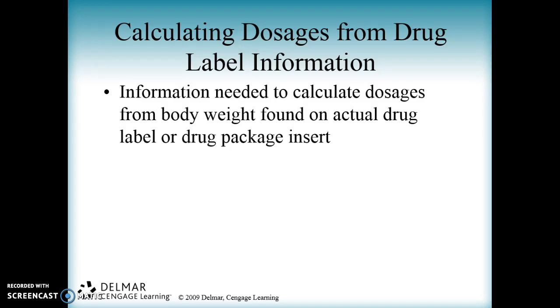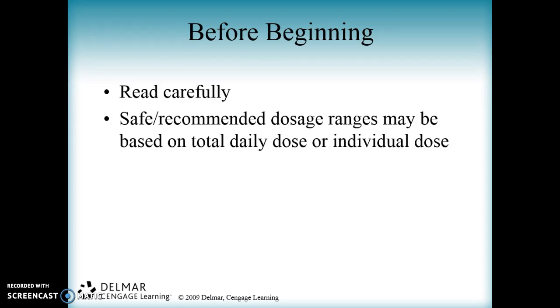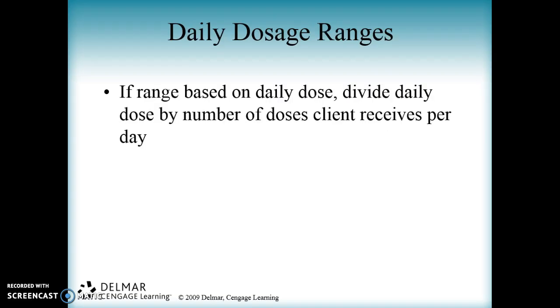So the first thing we want to make sure we do when we get ready to calculate a dose is to read very carefully. And then we're going to look at what the safe dosage ranges are for that particular drug. And that's typically on either the label or the package insert as well. And once we know that, we need to make sure we pay attention to, is it a daily dose or is it per a single dose, like per so many doses a day. So we want to look and see what that range is referring to.